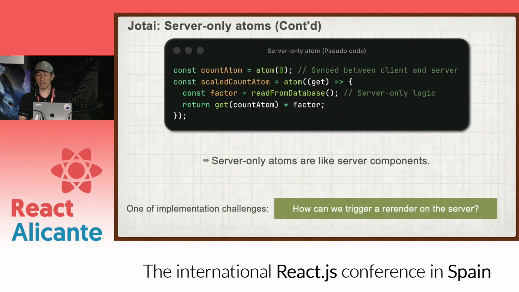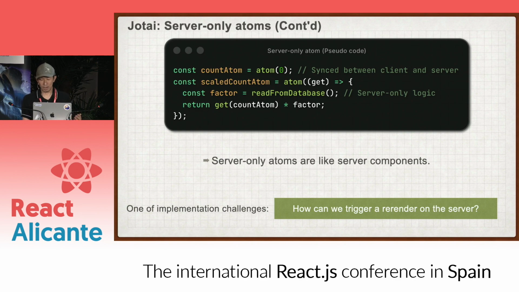I really like this idea of server-only atoms, but to make it work, we need to solve the updating problem. When the count atom on the client changes, how do we update the scaled count atom on the server? This must trigger a re-render on the server and then send the rendered result back to the client. Is it even possible to implement this?